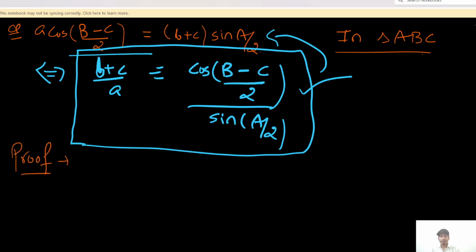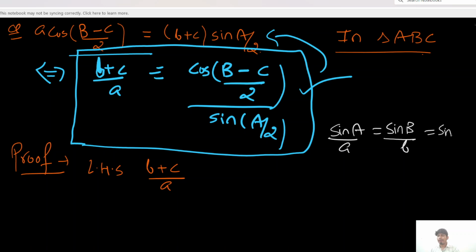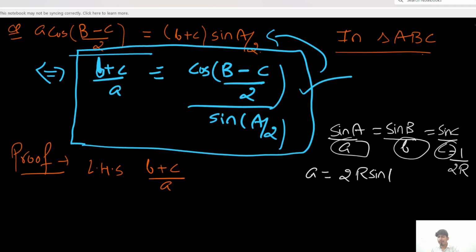First take LHS. What is LHS? LHS is b plus c upon a. Then we use the sine formula: sine A upon a is equal to sine B upon b is equal to sine C upon c, and the value of this is 1 upon 2r. Then find the values of b, c and a and put them here. The value of a is 2r sine A. The value of b is 2r sine B. And the value of c is 2r sine C.